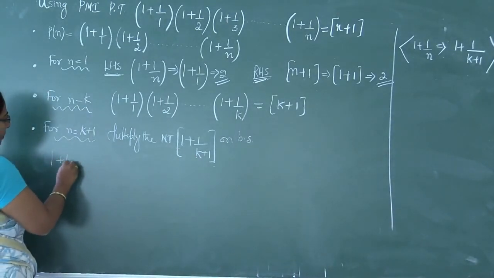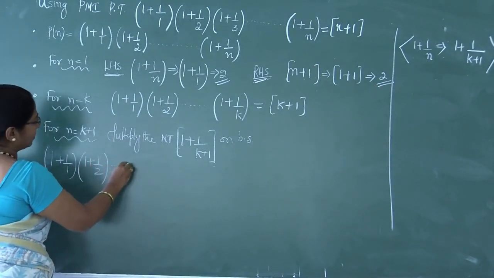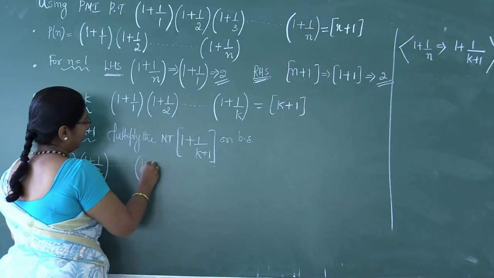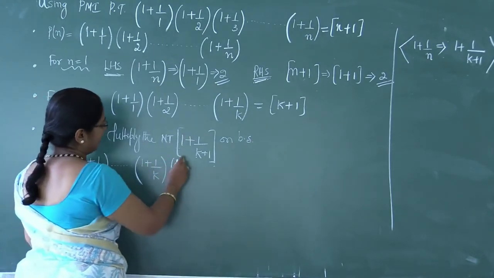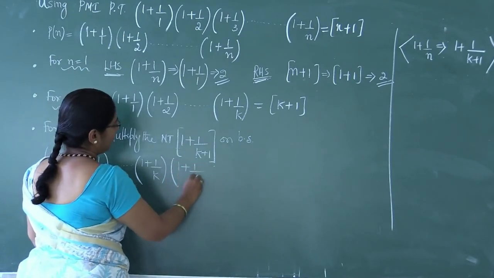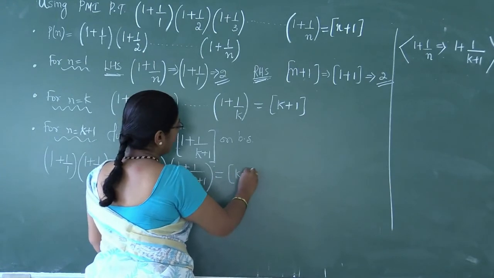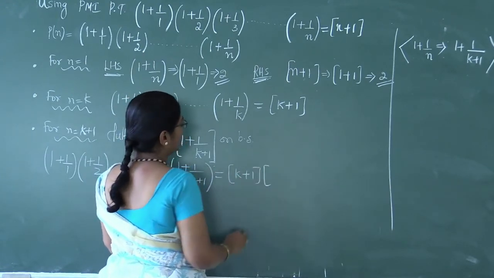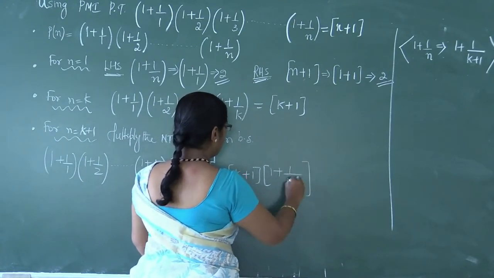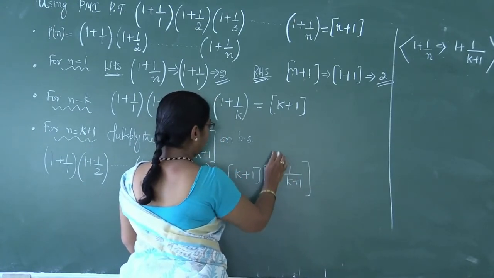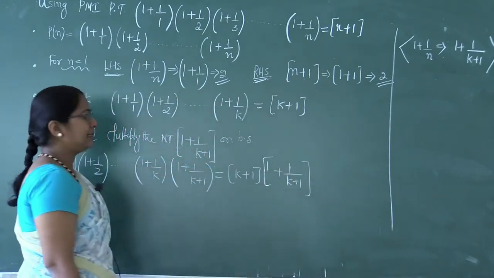So, using the previous step or step number 3, what does the given problem become now? 1 plus 1 by 1 into 1 plus 1 by 2 into, etc., 1 plus 1 by k. Instead of adding, I shall multiply the next term. What is the next term? 1 plus 1 divided by k plus 1 equal to k plus 1. Again I am supposed to multiply 1 plus 1 divided by k plus 1.